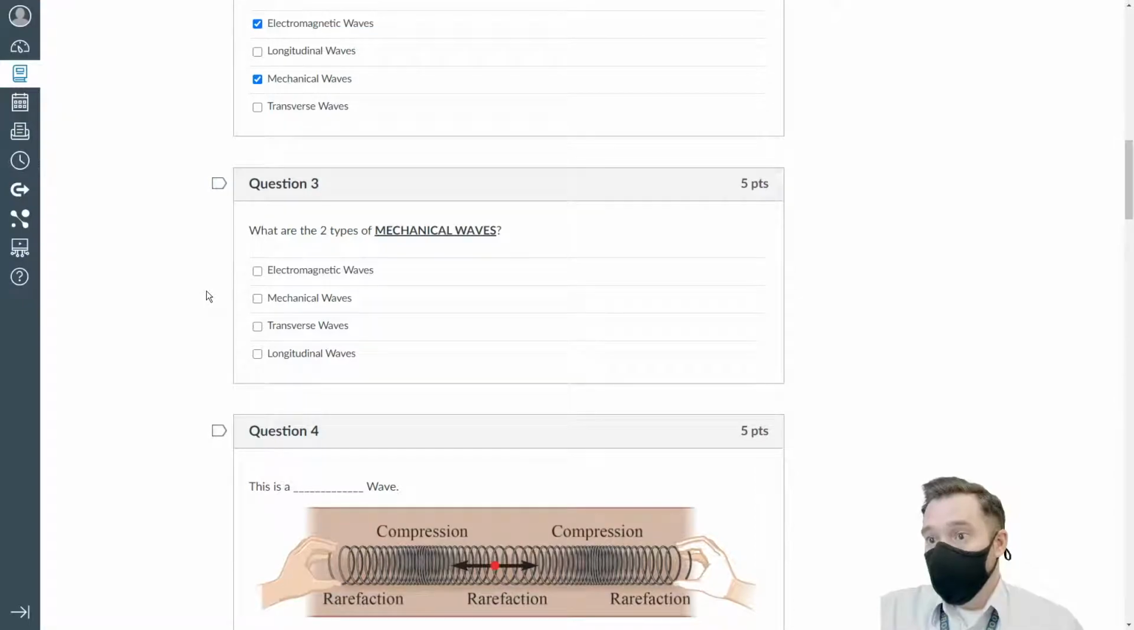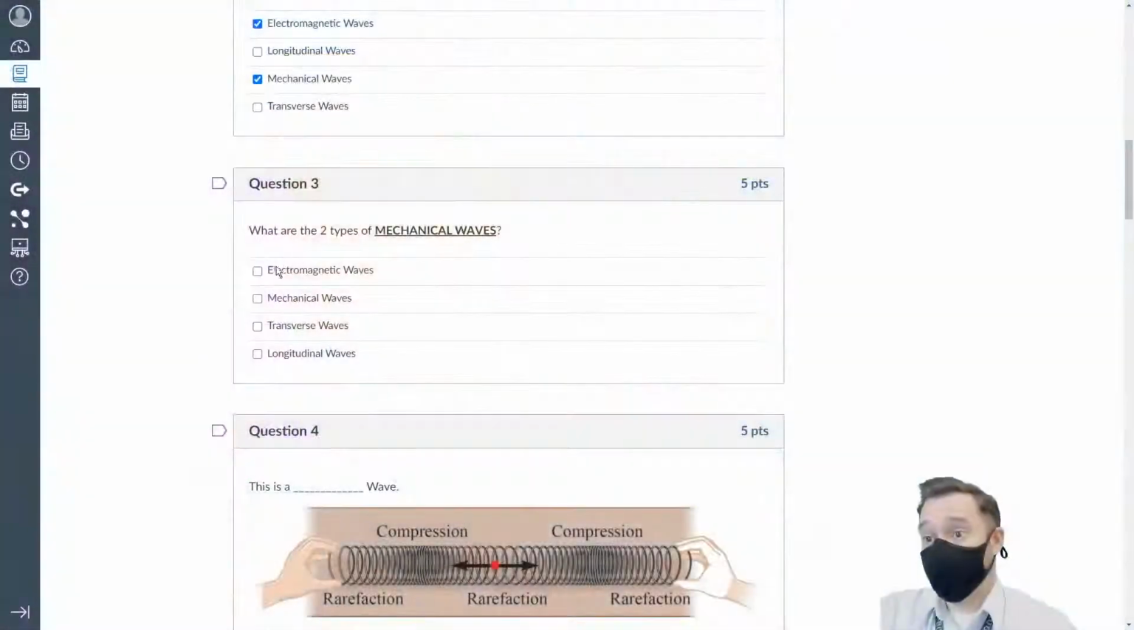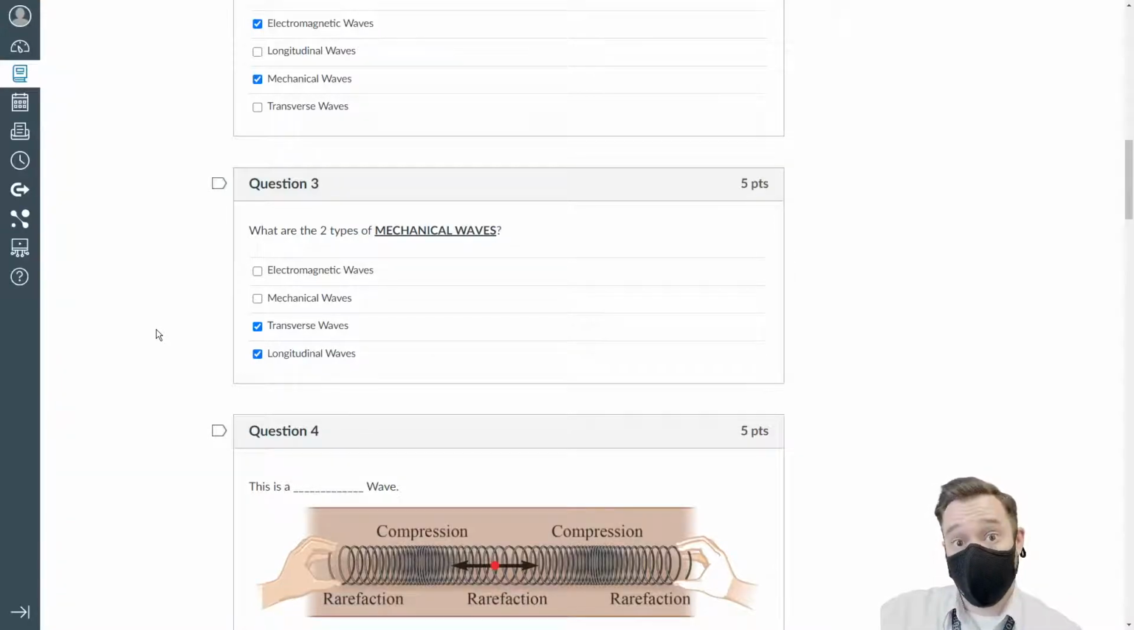Okay. So the two types of mechanical waves. Mechanical waves are ones that have to travel through a medium. If I don't have a medium, I cannot have a mechanical wave. So the two main types of mechanical waves are going to be transverse or longitudinal. Okay? So it's obviously not going to be electromagnetic or mechanical, because that would be a little weird. The two types of mechanical waves are mechanical waves. So it's going to be transverse and longitudinal. Transverse, longitudinal. And remember, these ones must require a medium in order to be present.